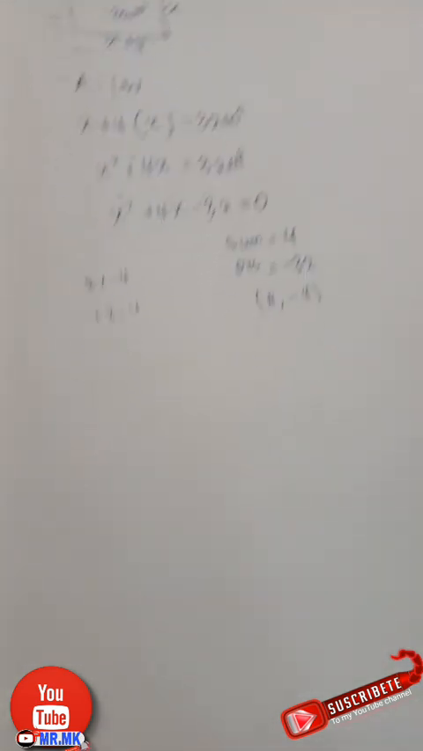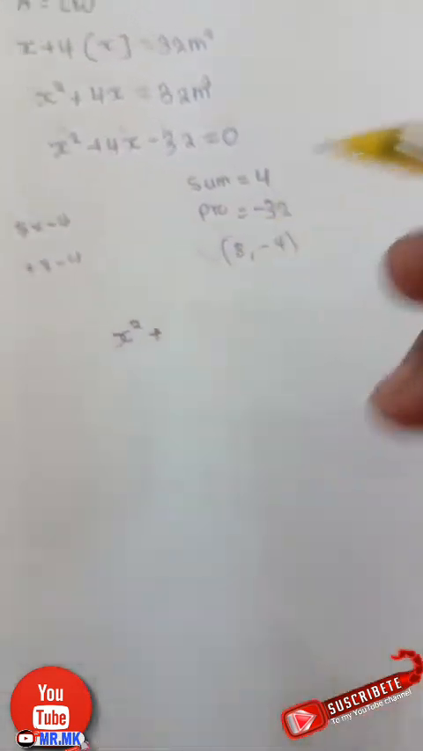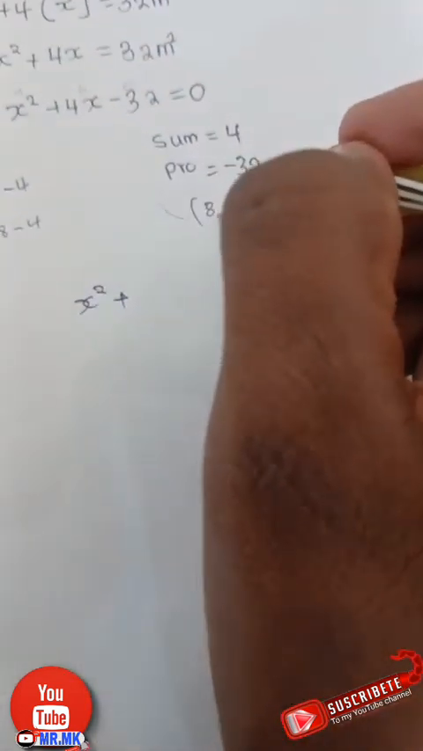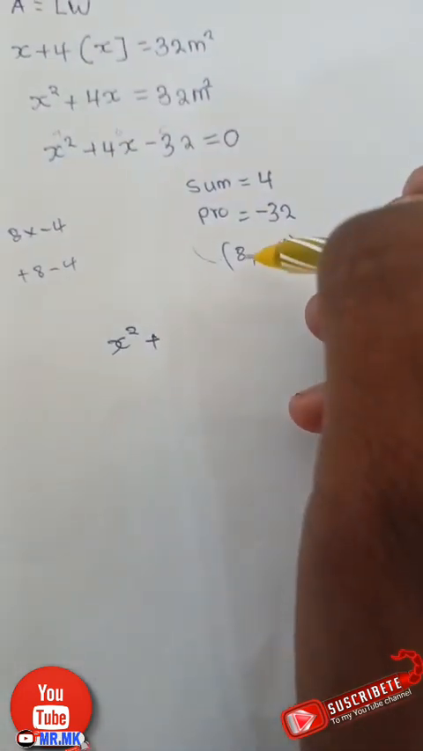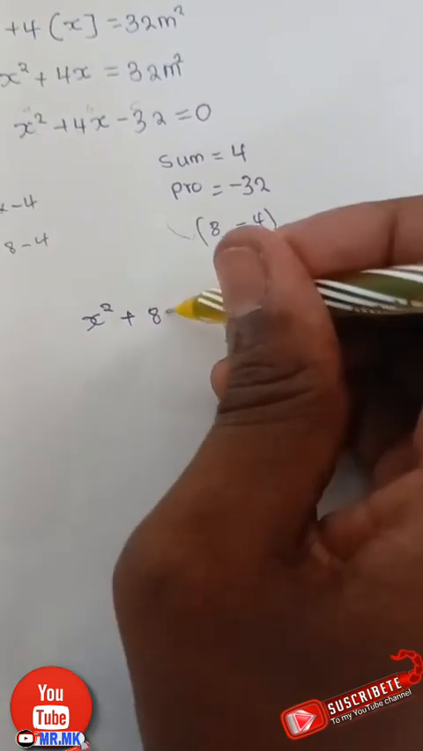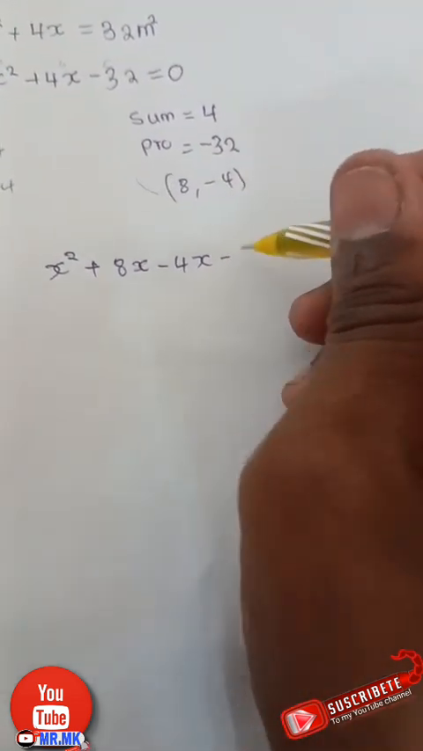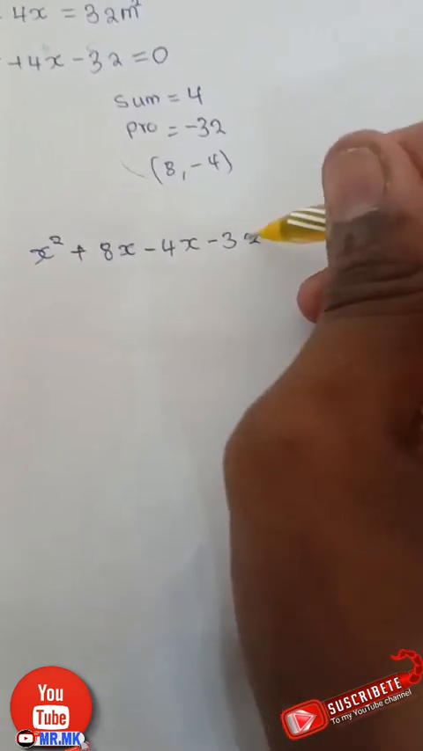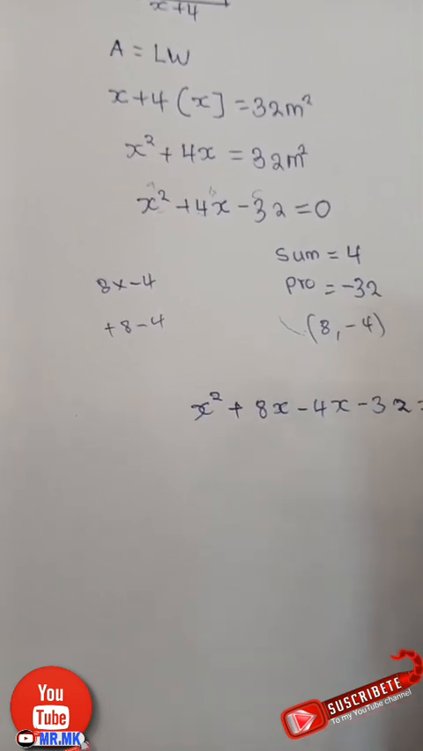Now from there, let's go straight to the equation by writing x squared plus, we replace the coefficient of x, which is 4, with this information: 8x negative 4x negative 32 is equal to 0.